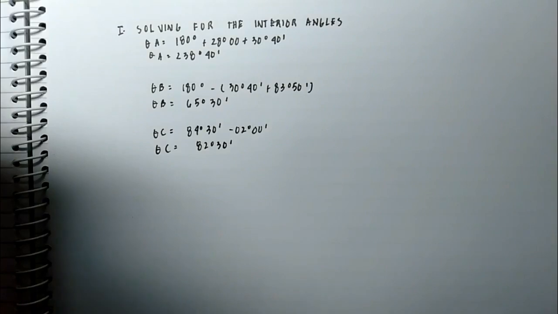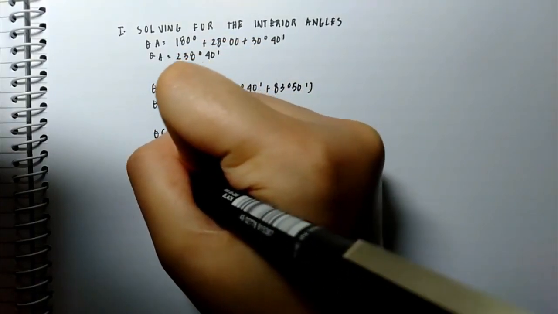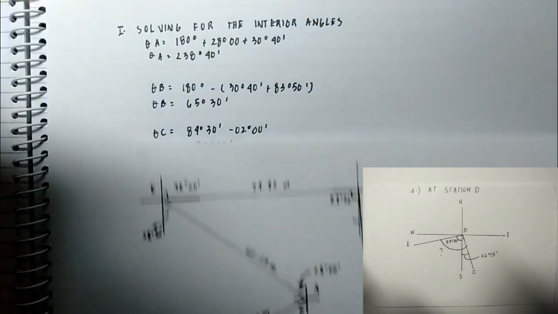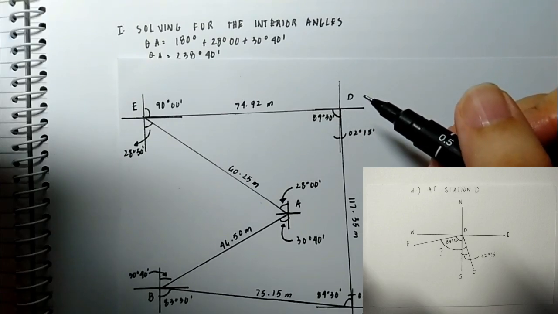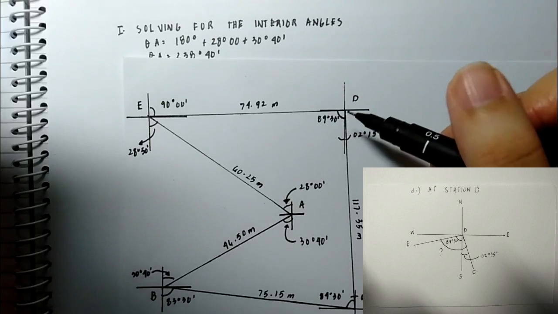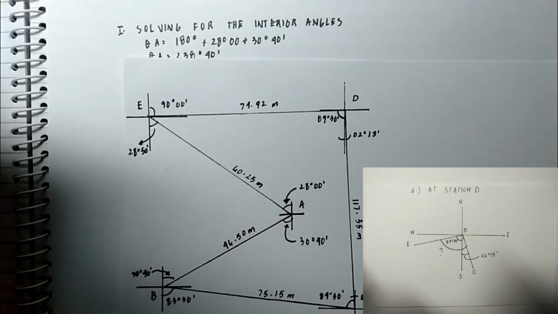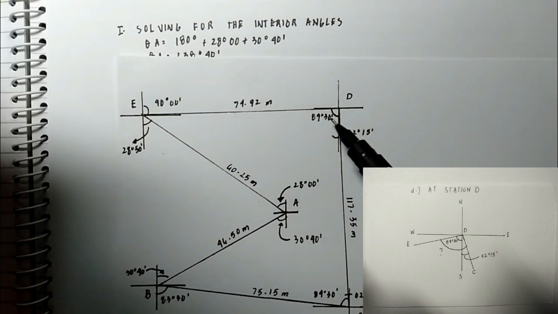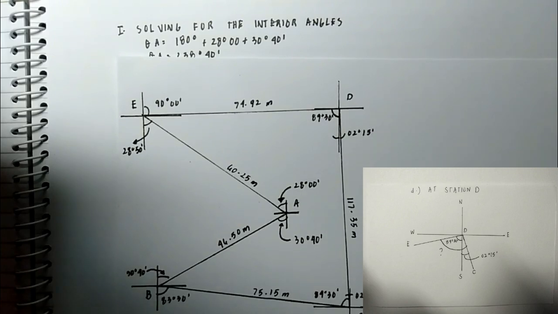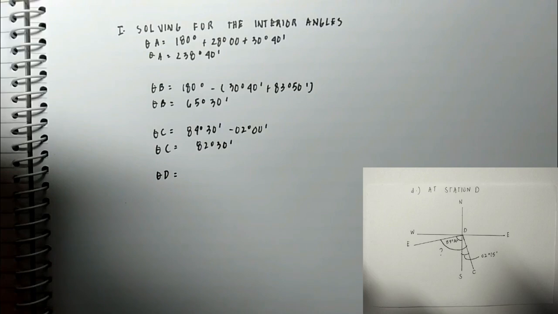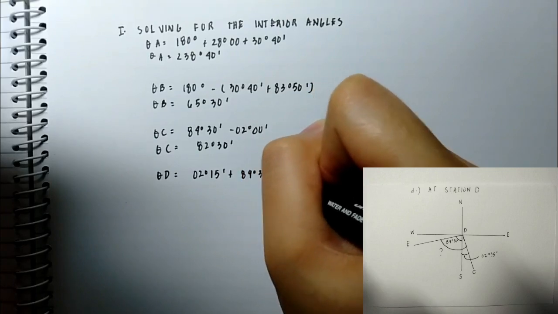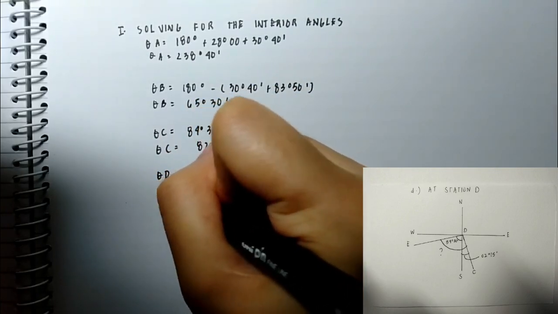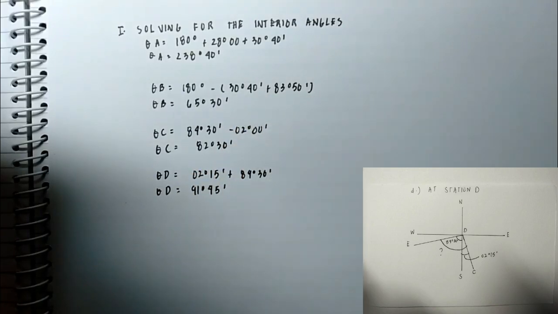So, we will proceed naman sa station D. So, for station D, ito siya. Ang given dyan ay itong dalawa na to. Ang gagawin naman natin dyan ay i-add naman natin sila. Kasi, ang hinahanap natin dyan ay from here to here. 'Di ba? So, syempre, i-add lang natin sila para makuha natin kung ano yung interior angle. So, that would be 2 degrees 15 minutes plus 89 degrees 30 minutes. So, ang answer ay 91 degrees and 45 minutes.